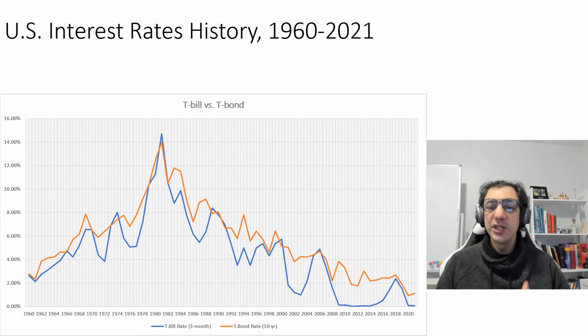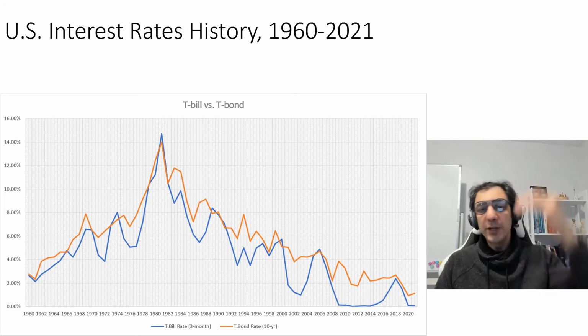And now it is around 1% for the T-bonds, and for the T-bills it is almost zero. It's 0.1, actually less than 0.1%. So that's the current situation we are in, and as the economy is performing better and the outlook is becoming better, we expect to have higher rates.